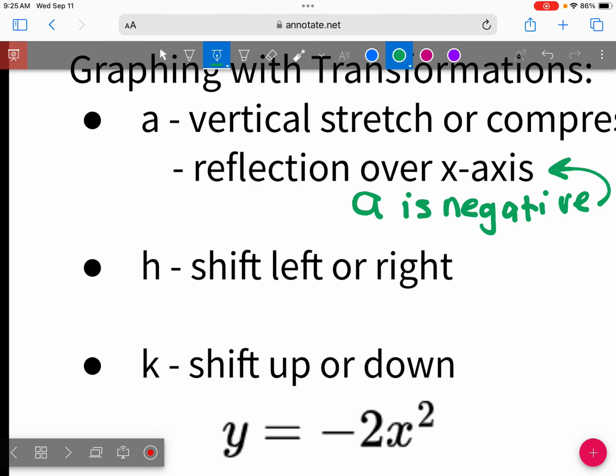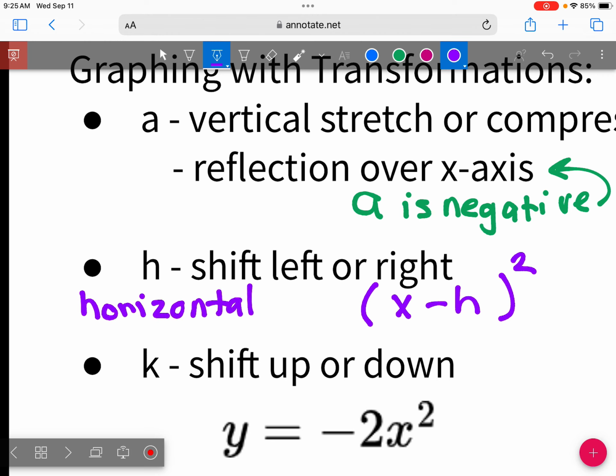H, when we're looking at our transformations, that would be inside our x that has a power. So we would have x minus h squared or cubed or square rooted. So it's inside that piece. And that would be our horizontal shift. H is horizontal. You know, we do the hula. H does the hula and goes side to side.